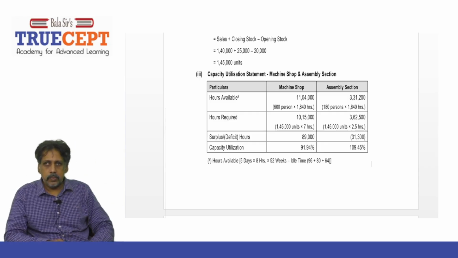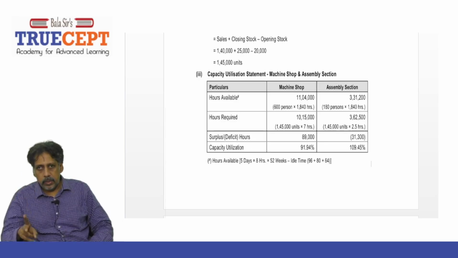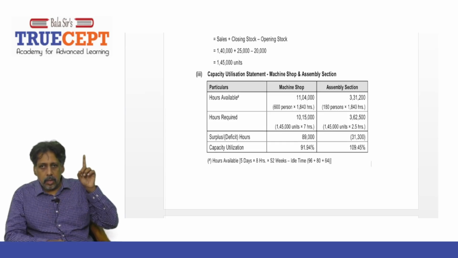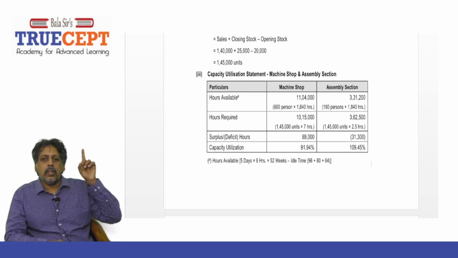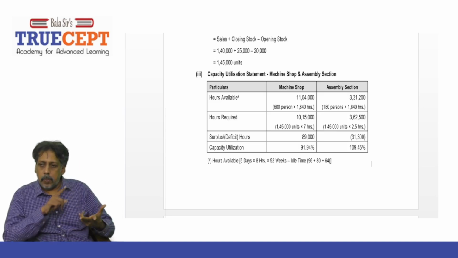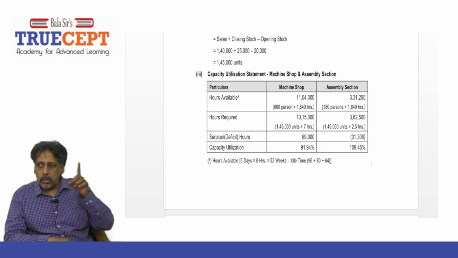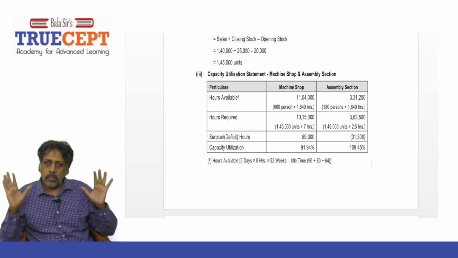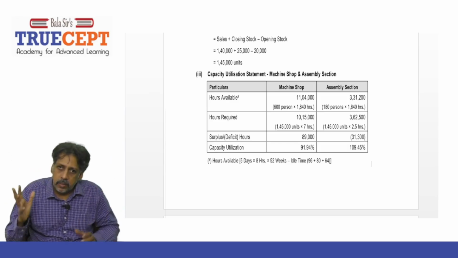Particulars: machine shop and assembly section. These are the two departments, two divisions. Hours available: 600 persons into 1840 hours is 11 lakh 4,000 hours. That means there are 600 persons in the department and each person can work for 1840 hours. That means 11 lakh 4,000 man hours are available.